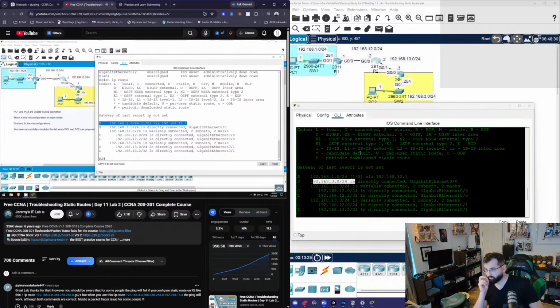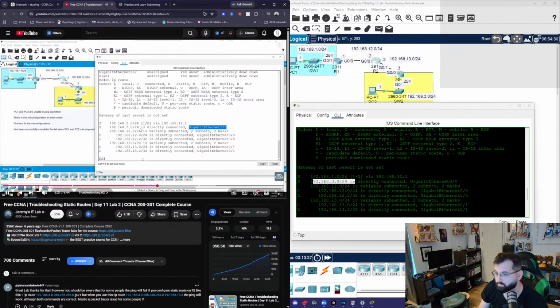192.168.1.0/24 via 192.168.12.1 is correct. And 192.168.3.0/24 with an exit interface of gigabit Ethernet 0/0. There's our problem. To reach the 192.168.3.0/24 network, R2 should use the gigabit Ethernet 0/1 interface, not 0/0.